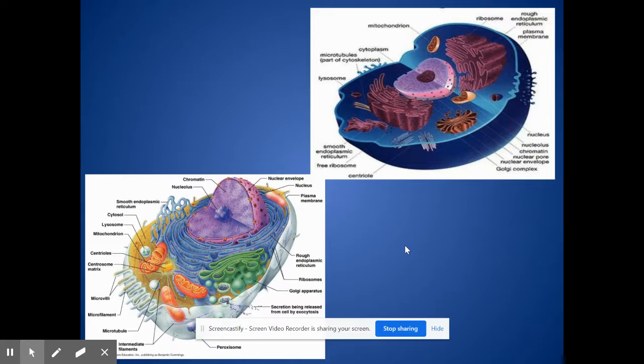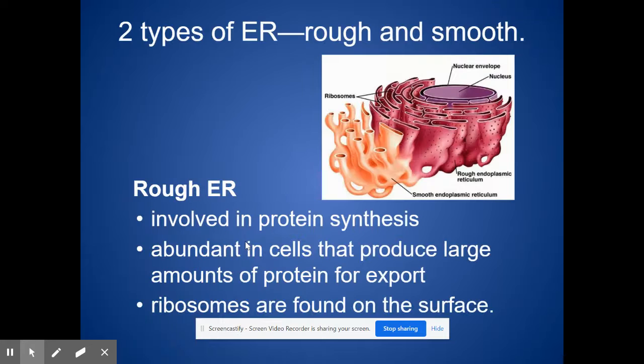So here's a picture, two models of cells that you may want to refer to. It helps to visualize these things. On the bottom left here, we've got the purple nucleus with the nucleolus in the center, and we've got the rough ER just on the outside of the nucleus. The rough ER is involved in protein synthesis. That means making proteins, and there's a lot of them in cells that produce large amounts of proteins for export.